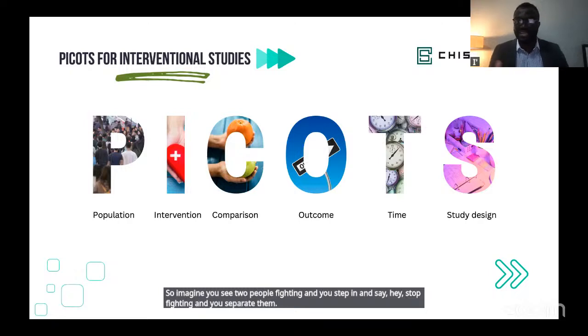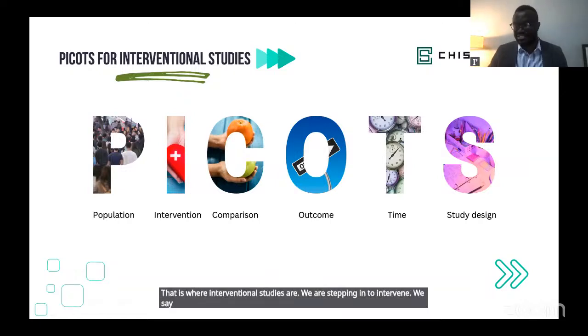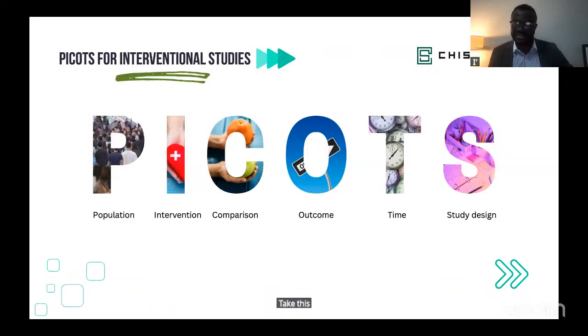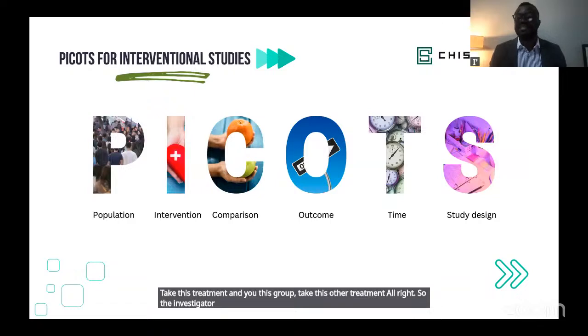Well, you're intervening in something that is not your business, right? That is what interventional studies are. We are stepping in to intervene. We say, okay, you, this group, take this treatment, and you, this group, take this other treatment, right? So the investigator jumps in to intervene, and so we call it an interventional study.